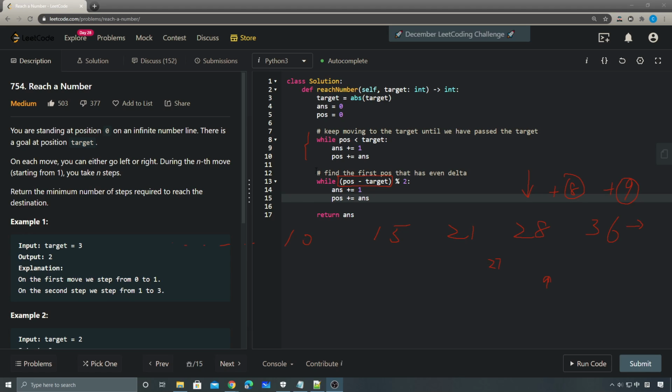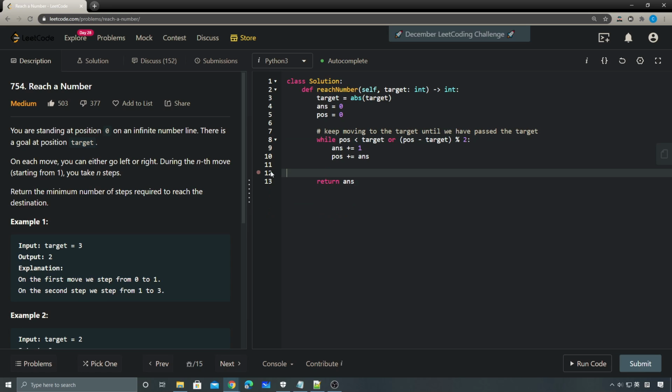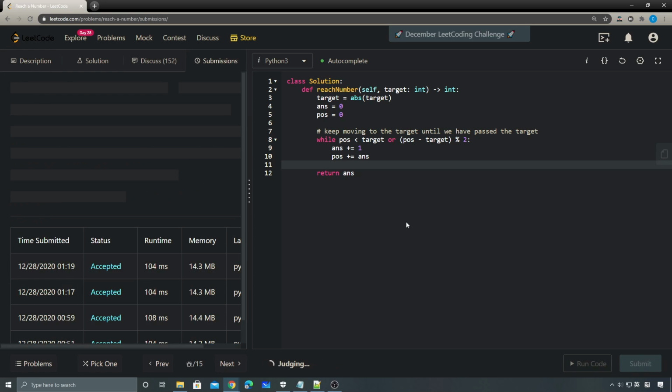I'm just using a while loop to make this code a little bit shorter. That's why I combined those two conditions into one while loop, and this will also work.